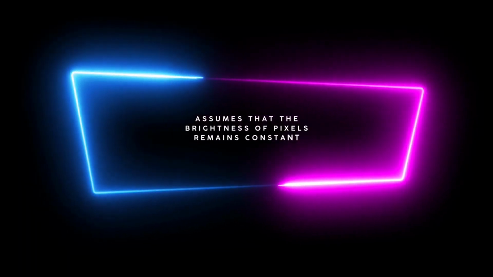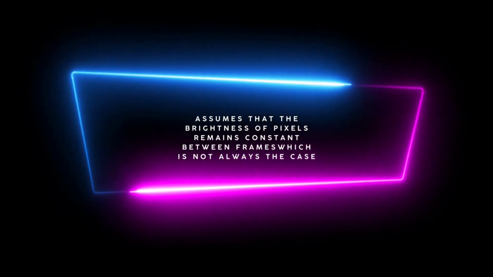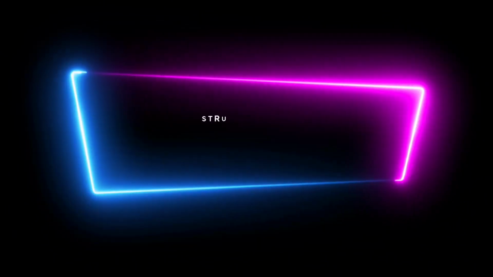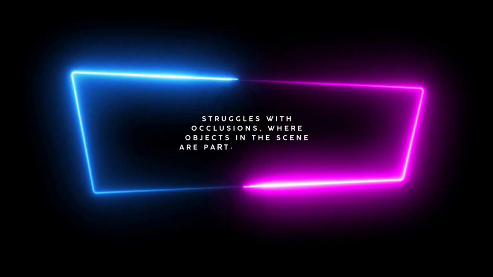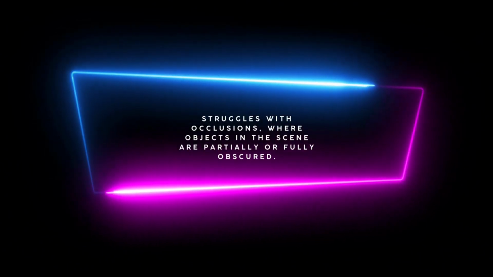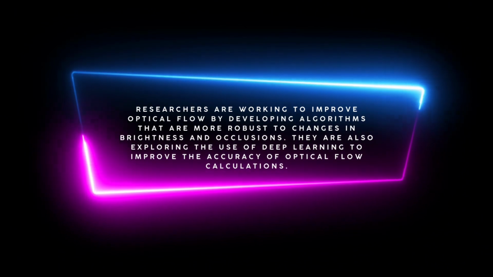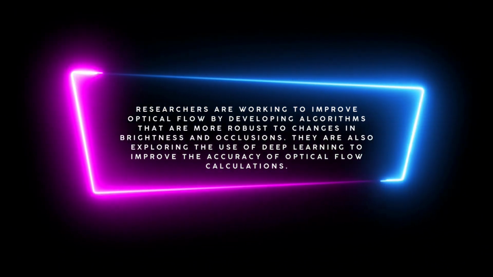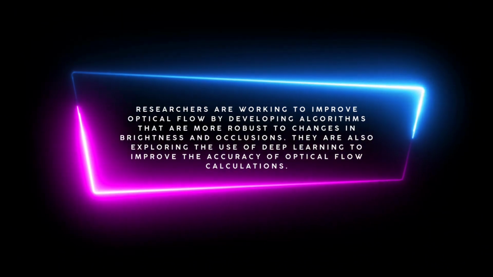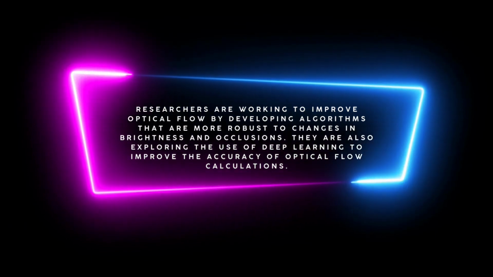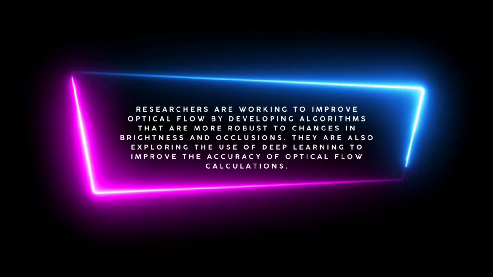It assumes that the brightness of pixels remains constant between frames, which is not always the case. It also struggles with occlusions, where objects in the scene are partially or fully obscured. Researchers are working to improve optical flow by developing algorithms that are more robust to changes in brightness and occlusions. They are also exploring the use of deep learning to improve the accuracy of optical flow calculations.